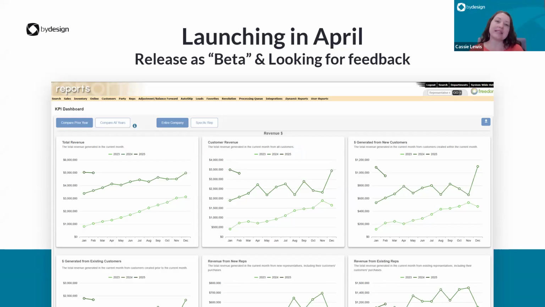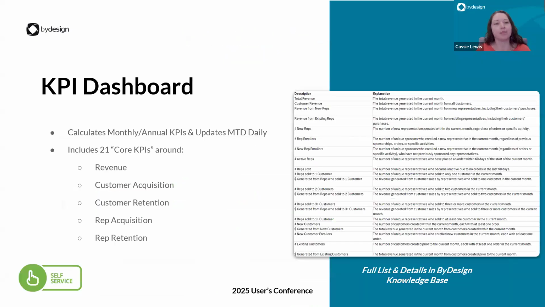We released it kind of hidden behind a setting. So if you're not seeing it, it's not that you're not up to date. It's just that we have it kind of hidden behind a flag. So if you're interested in seeing it, you'll need to reach out to support. They can grant you that access. But basically, it's a dashboard that pulls together 20 of the most common KPIs in our industry.